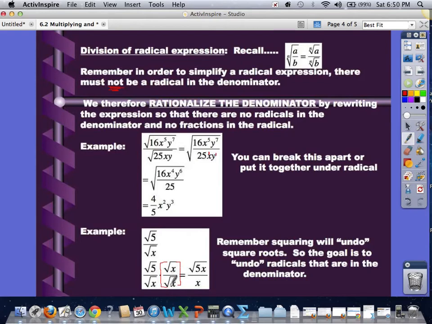So by multiplying by the square root of x over the square root of x, or 1, I can change this now to square root of x times the square root of x just becomes x. So I've gotten rid of that square root in the denominator. That's awesome. That's what we want to do. And then you just simply multiply the top.